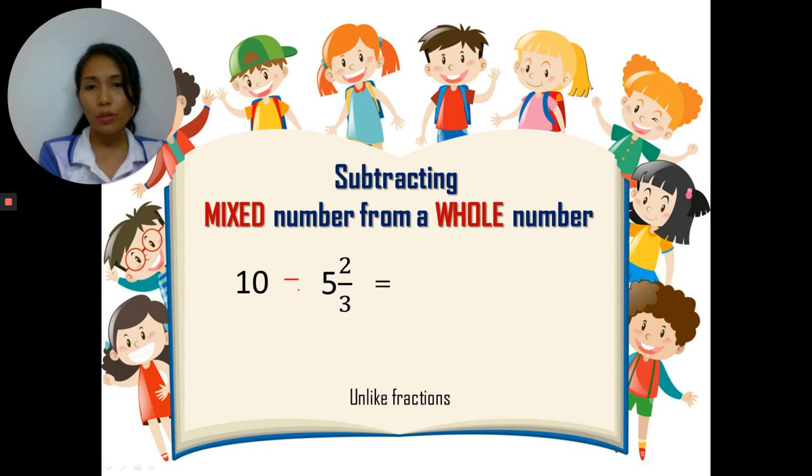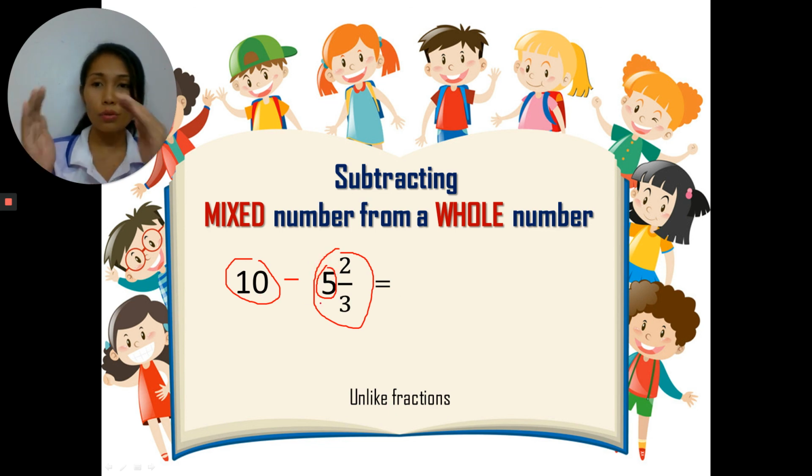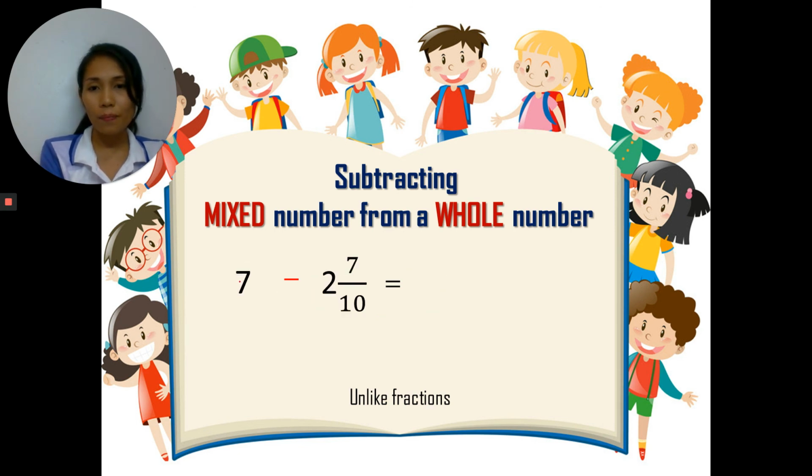Now here we're going to subtract a mixed number from a whole number. This is a whole number and a mixed number. You see, a mixed number has a whole number, right? So that means you subtract the whole numbers first. You subtract them separately. So 10 minus 5 equals 5. Now just copy the fraction, the third. That's it. Very easy. Okay, let's try another one.